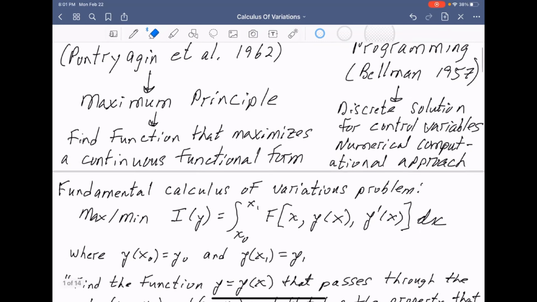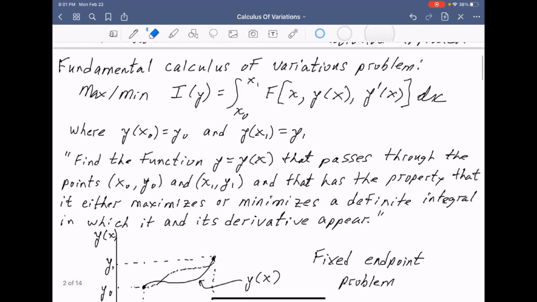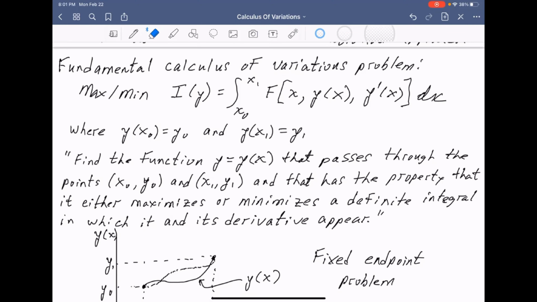We start with the fundamental calculus of variations problem, which is to maximize some function of y between points x0 and x1. So we start with a function I of y, and we have a function that we're integrating, which is a function of x, a function of y, but y itself is a function of x, and then we have the derivative of y with respect to x, which we denote with this prime here as dy/dx. And we're integrating this function f from x0, some starting point, to x1, some ending point.